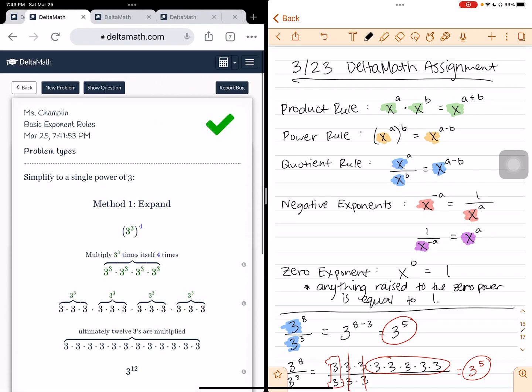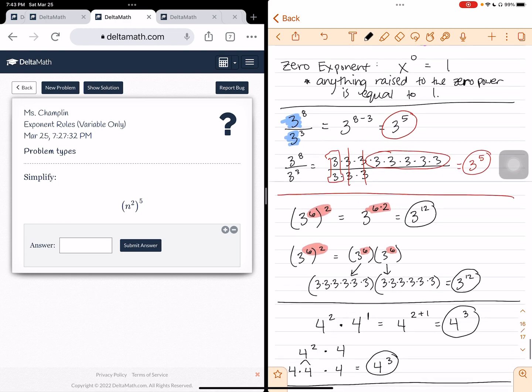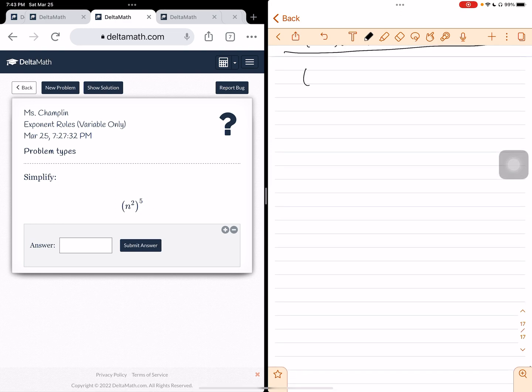All right, so the next one, exponent rules, variables only. I think it's the same thing, just with only variables. This one before was numbers, now we have variables. So if I have n squared to the fifth power, that is my power rule. I have a power raised to another power. So I'm going to be multiplying those two numbers and get n to the 10th power.